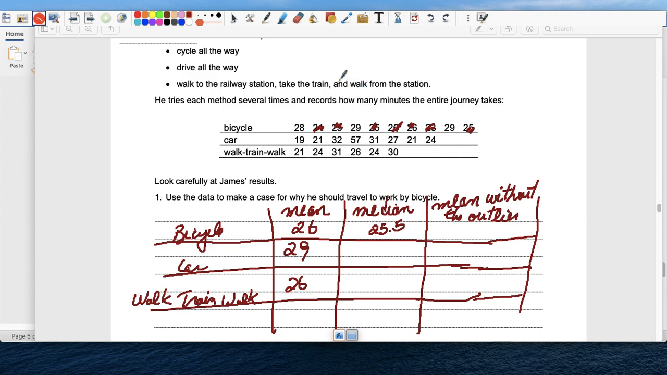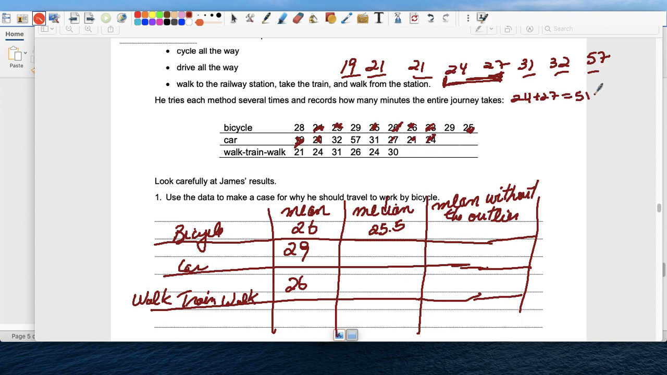For the car, we have 19, 21, 21, 24, 27, 31, 32, and 57, right? So there's two numbers in the middle. So 24 plus 27 equals 51. Divided by 2, we get 25.5.